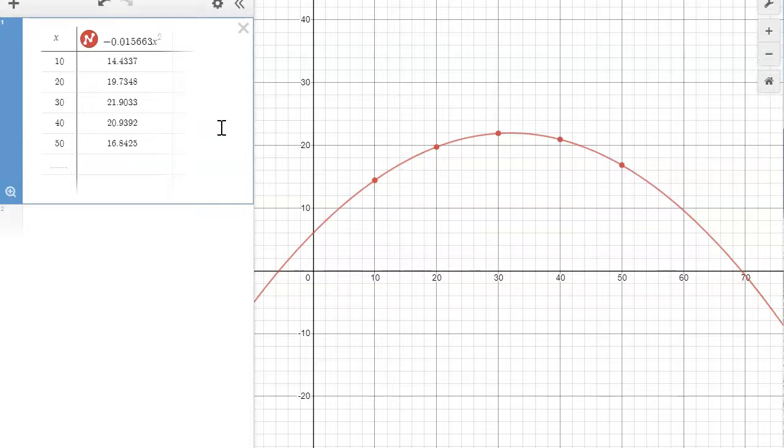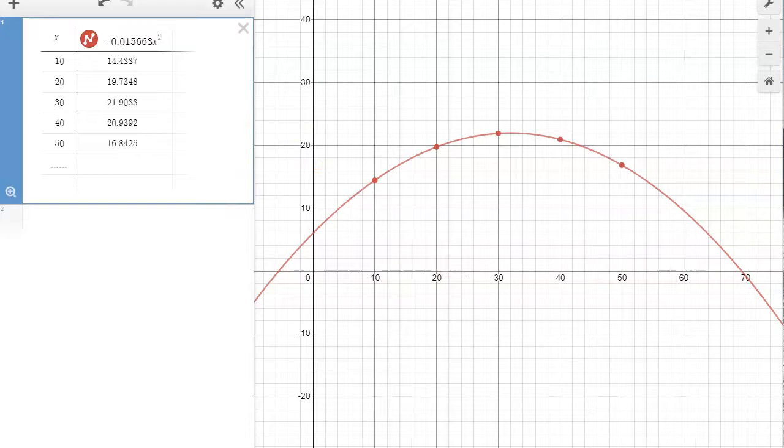Okay, so what I want to do is I want to go write those values in to my boxes. I will do 2 decimal places because it doesn't say. So for 10, I'm going to have 14.43. For 20, I'm going to have 19.73. For 30, I'm going to have 21.90. 40, I'm going to have 20.93. No, 20.94. And for 50, I'm going to have 16.84.